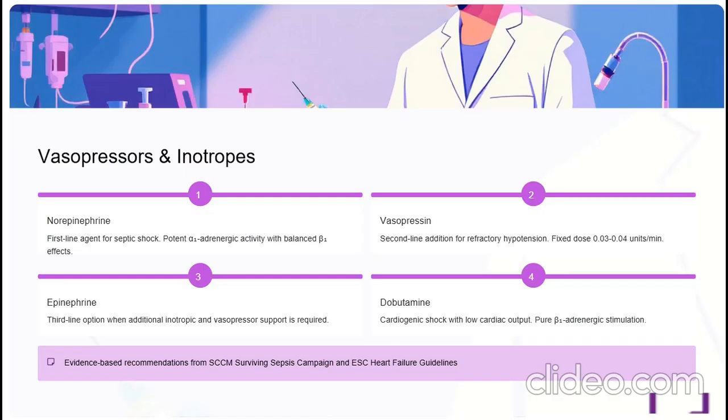Norepinephrine is the first-line agent for septic shock, offering potent alpha-1 adrenergic activity with balanced V1 effects. Vasopressin serves as a second-line addition for refractory hypotension at a fixed dose of 0.03 to 0.04 units per minute. Epinephrine is a third-line option for additional support, while dobutamine is used in cardiogenic shock with low cardiac output, providing beta-1 adrenergic stimulation.